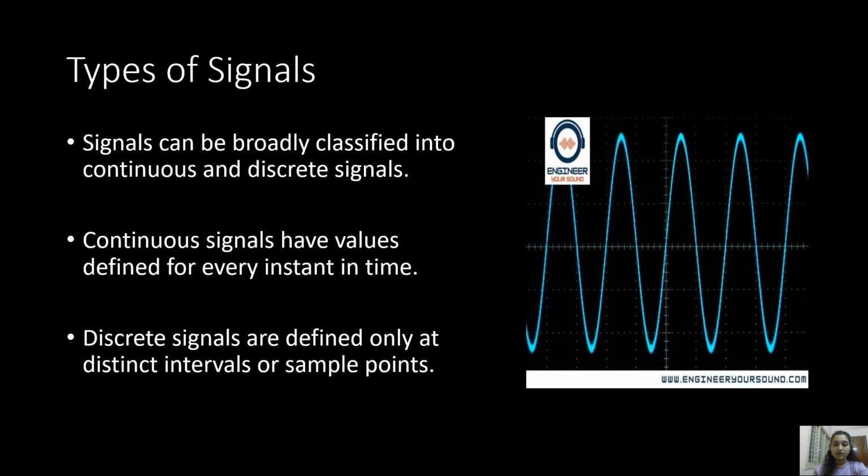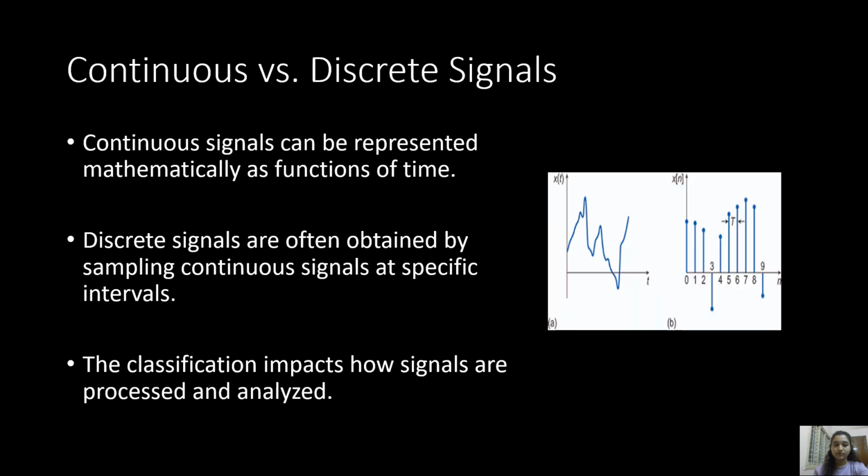Signals can be broadly classified into continuous and discrete signals. Continuous signals have values defined for every instant in time. Discrete signals are defined only at distinct intervals or sample points. Continuous versus discrete signal. Continuous signals can be represented mathematically as function of time. Discrete signals are often obtained by sampling continuous signals at specific intervals. Classification impacts how signals are processed and analyzed.